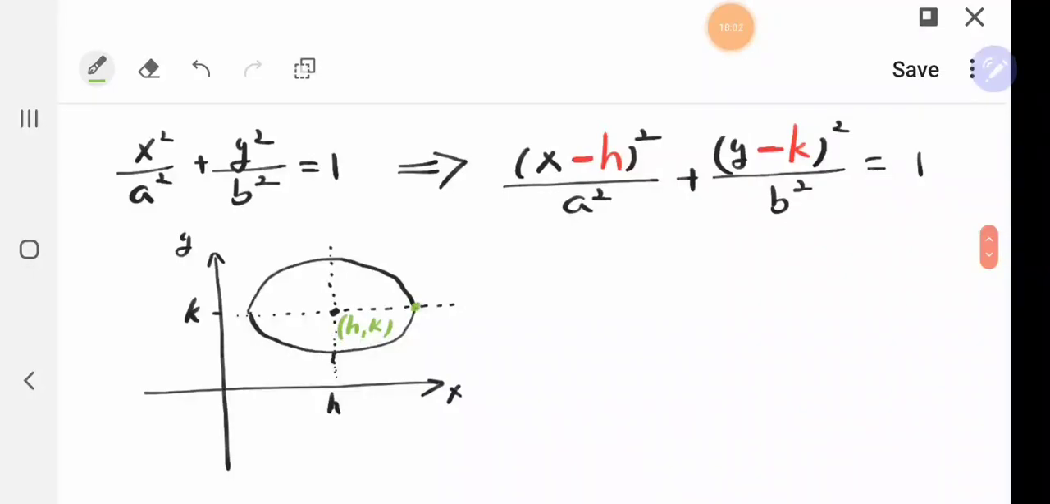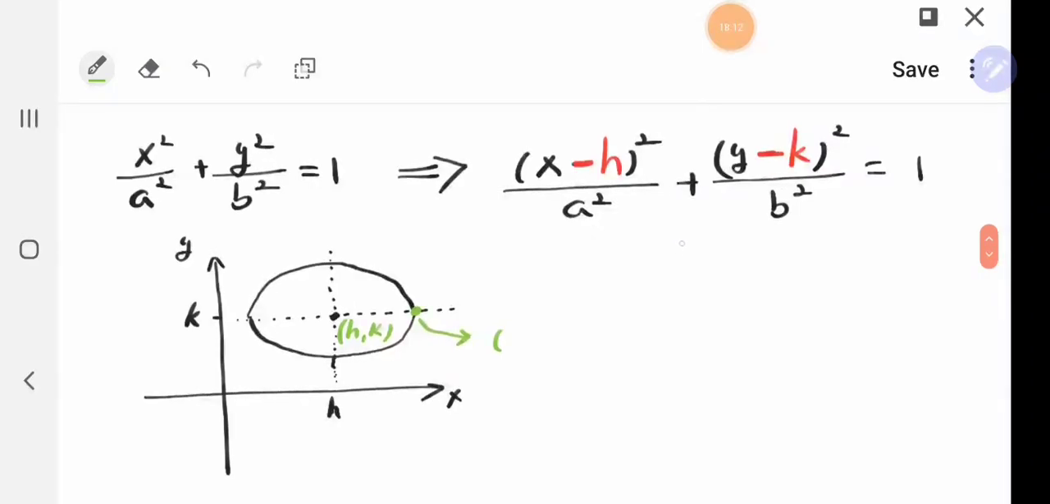How about this point? How about the vertex? Let's say a is greater than b. Originally this vertex should be a, but it moved horizontally, so a plus h, and y shifted k units up, so it should be k. How about this vertex? Originally it was negative a, and then we shifted h units horizontally, so negative a plus h, and y is shifted up k units. So like this.